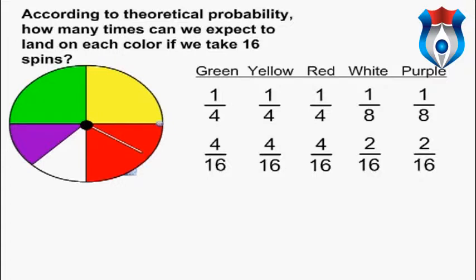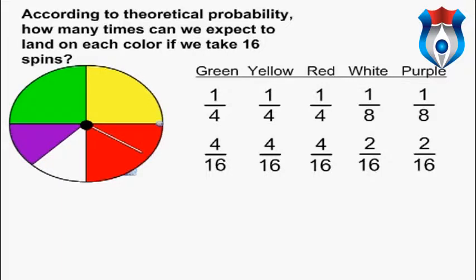So for green, yellow, and red, we could expect to land on each one of those colors 4 times out of 16, and for white and purple, we can expect to land on those colors 2 times out of 16. Now, that's only what we expect. If we actually spin the spinner 16 times, more than likely, we will not land on green, yellow, and red exactly 4 times, and white and purple 2 times.